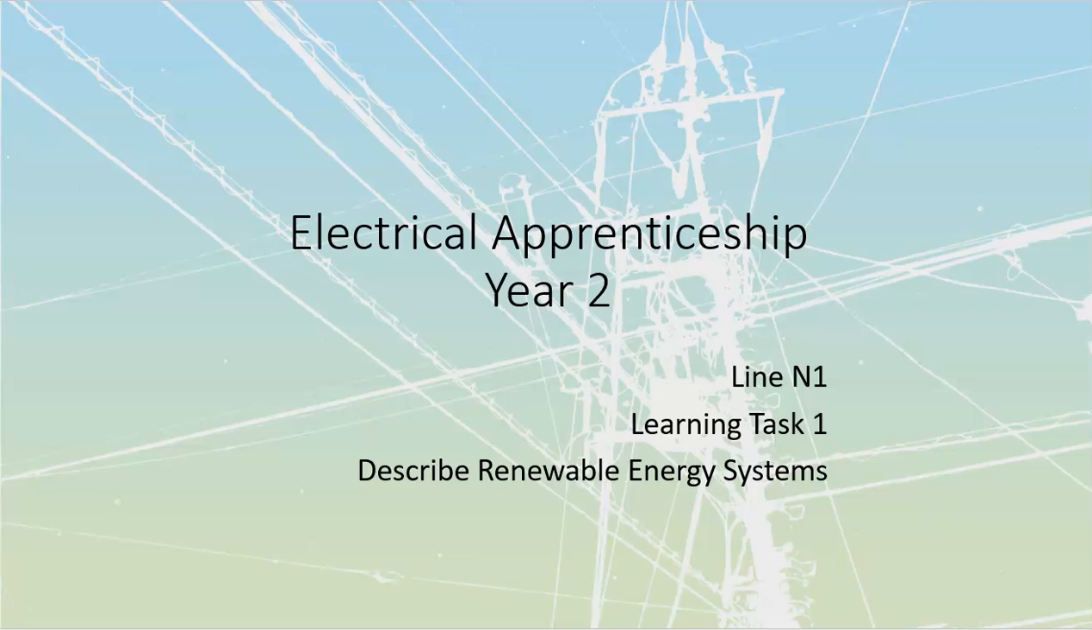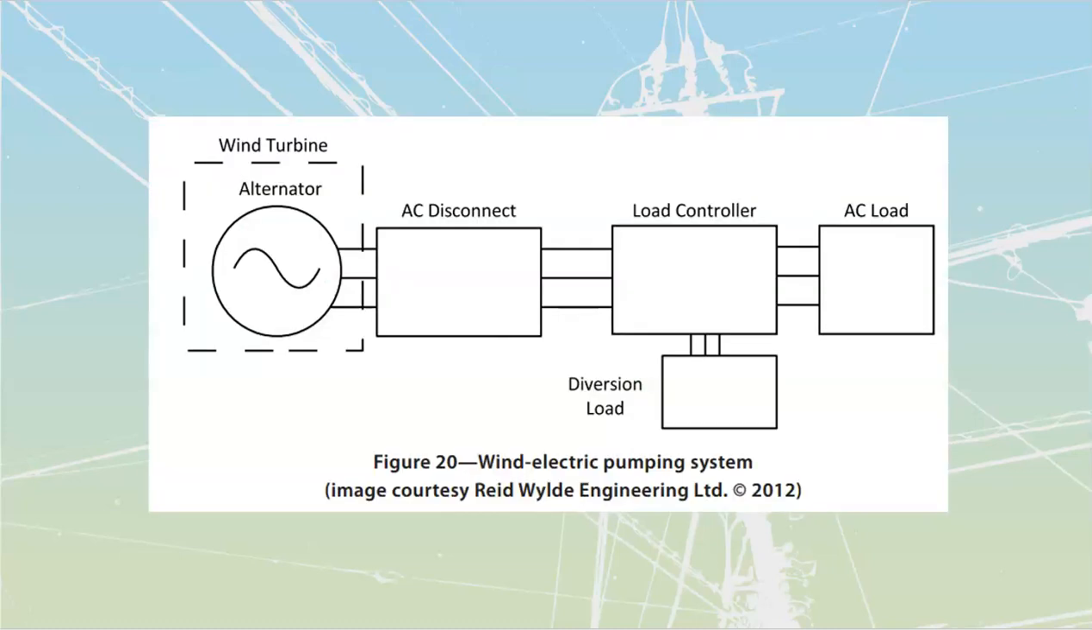All right, line N1, this is going to be learning task B, where we're just going to describe the layouts of the systems that we are going to be looking at. Basically, block diagrams over here. They're simplified block diagrams. They're what we refer to as one-line diagrams.